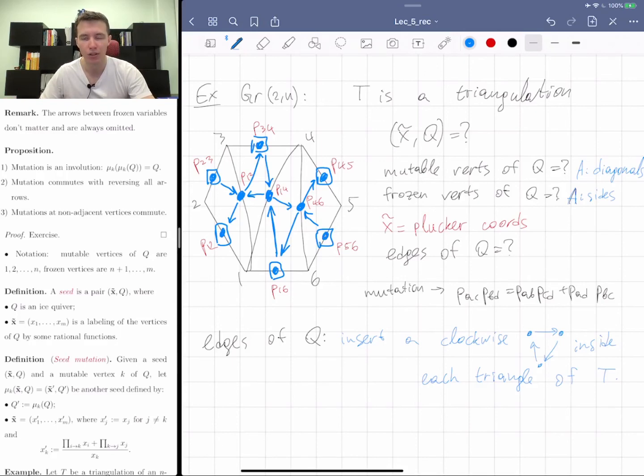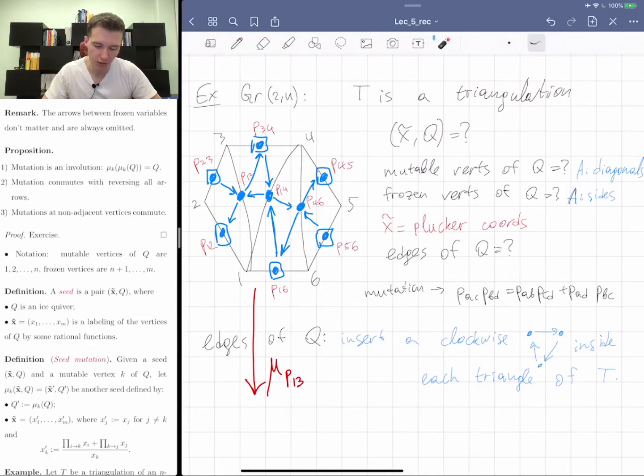And so now let me try to apply a mutation. Let's say I choose some vertex, this vertex P13. I'm going to apply mutation mu P13 to this seed here. The point is that mutation is supposed to correspond to a flip in the diagonal.